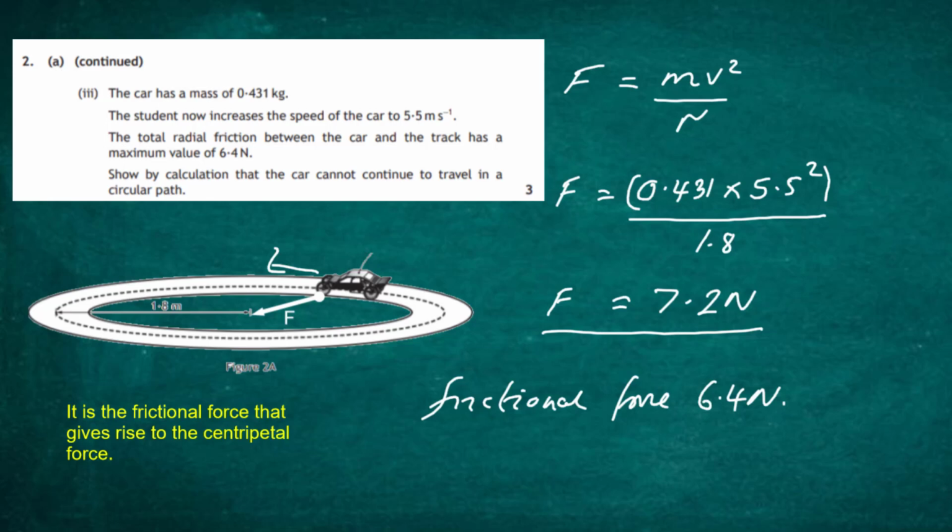And that's what happens when you get something on a circular track and it's moving around. If you increase the speed, say it was Scalextric, you'll find out the car goes off at a tangent. And the reason for this calculation is that we now know that given that speed and that radius of track, the centripetal force required to keep it in a circle is 7.2 newtons, and we only have a frictional force of 6.4 newtons. So that's far less than the force which is needed to keep it in the circle, and therefore the car will not continue to travel in a circular path.